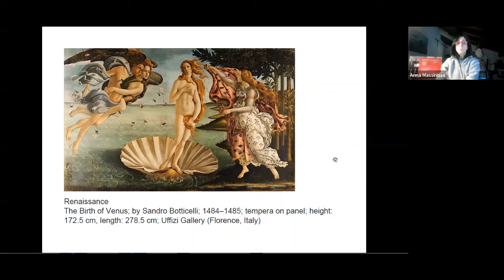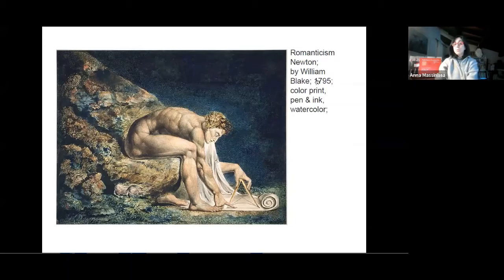And this is from the Romanticism period. We have arrived at 1795. This is William Blake. He was a very important artist in England. This painting is a print, done with pen and ink and watercolor.